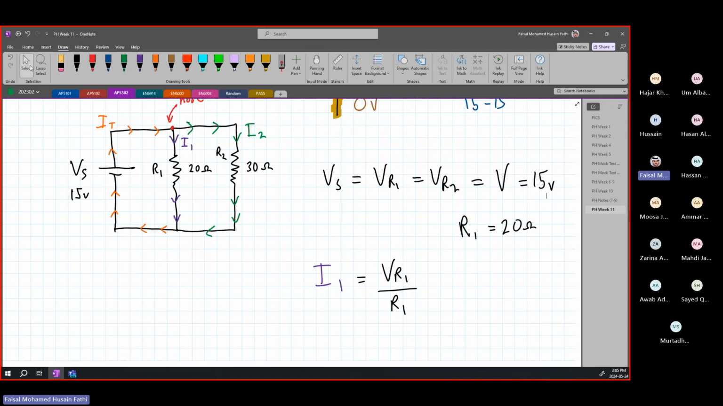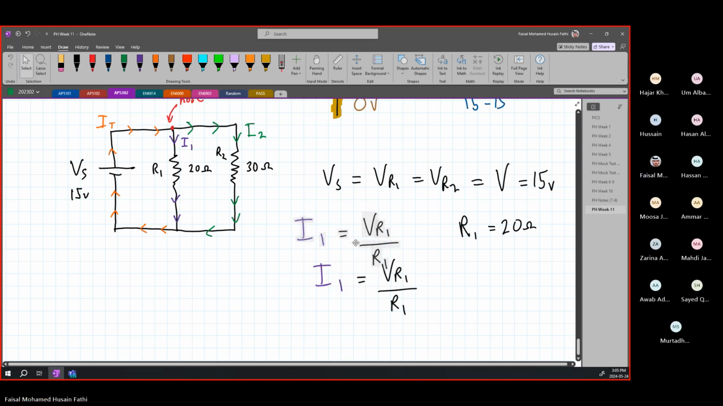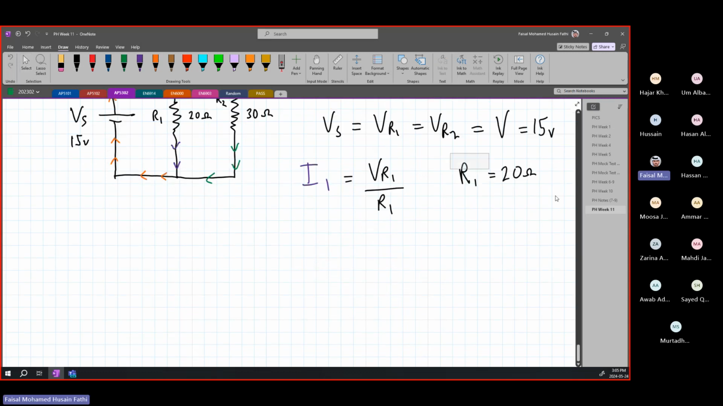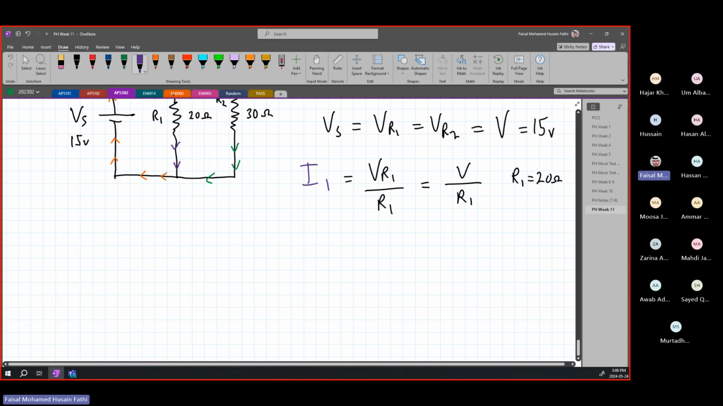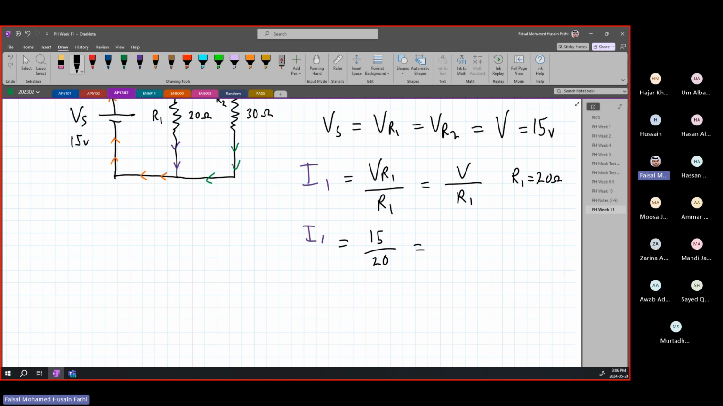So I1 is equal to VR1 over R1, or in other words, we can simply say it is equal to V over R1. And we have the values for all of these. We know that R1 is equal to 20 ohms. So now we can find that I1 is equal to 15 volts over 20, which is 0.75 amperes.